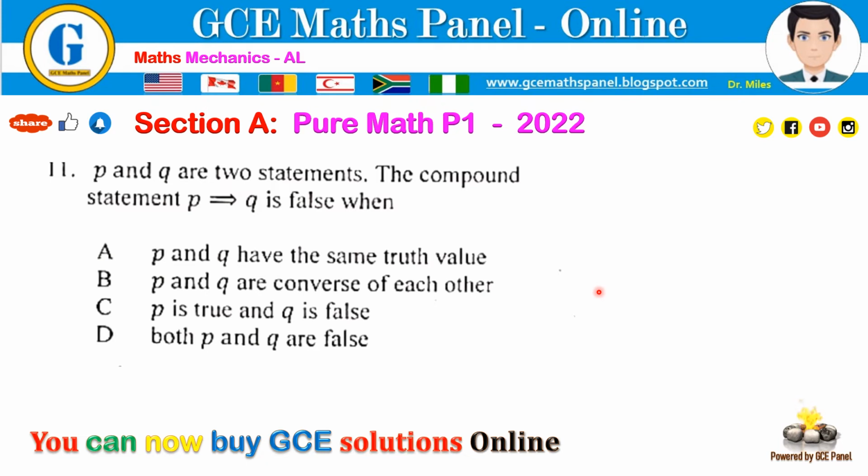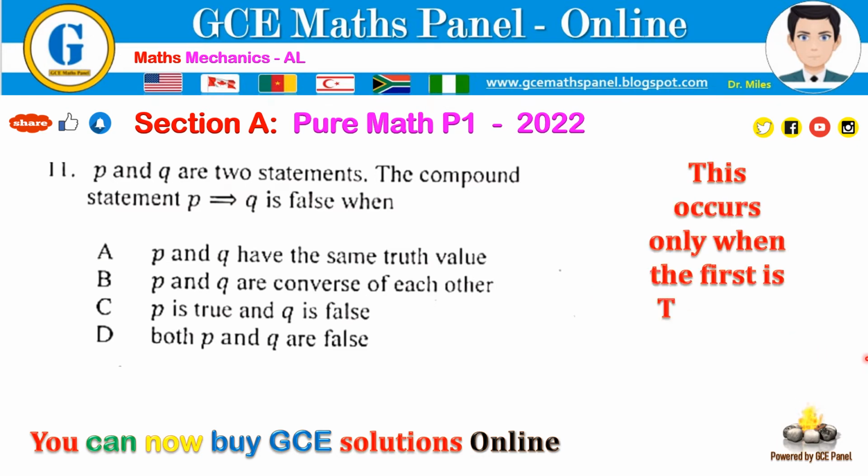All right, so this is C. So the key here is C. This occurs only when the first is true and the second is false, that is, when the compound statement is false.